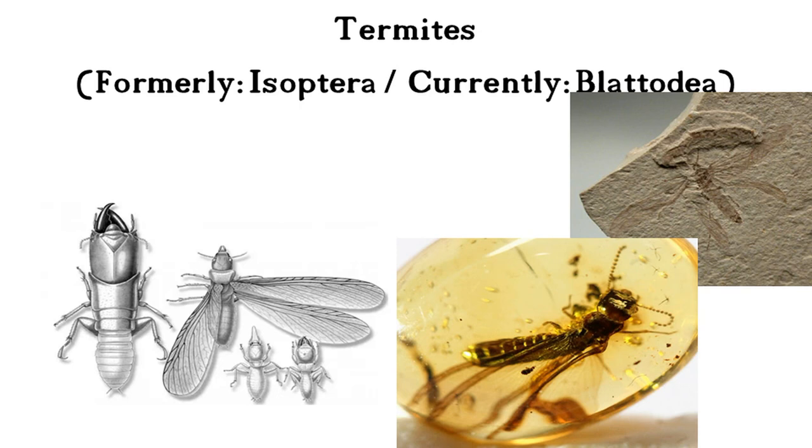Interestingly, some very ancient termite fossils have pollen on them. This has spawned the theory that some of the first termites could have been pollinators as well. If this is true, I don't know for sure, but it is an interesting theory.